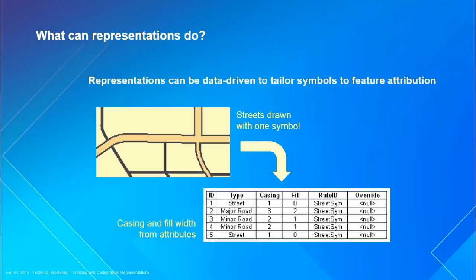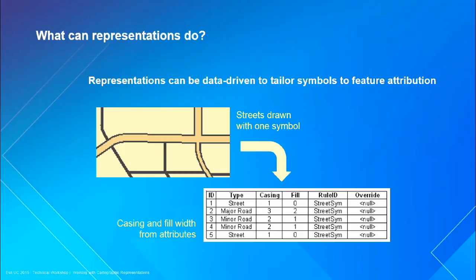Representations can be data-driven. We talk about using the attribution of the feature class to drive the symbology. This is a little bit different than just the renderers that are available in ArcMap. Here we can drive very small components of the symbol. This is a very simple example that I have on the screen. You can get into much more detailed, powerful examples of this, but for the purpose of explaining what I mean, I've put together this very simple example.